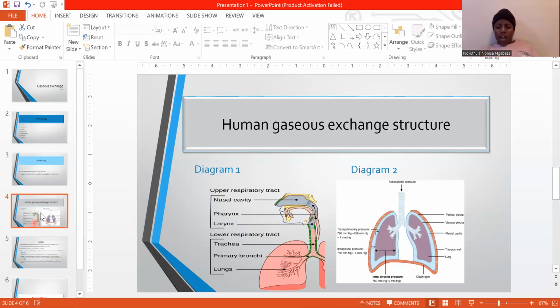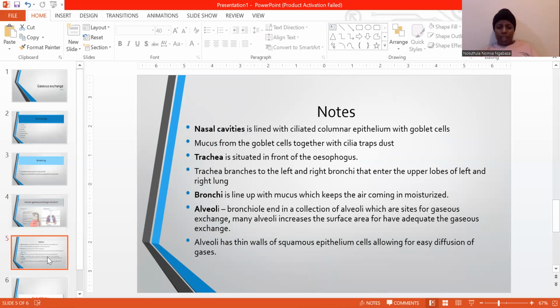So when it comes to the bronchi, one thing about them is that they form tiny particles which are known as your alveoli, right? These alveoli actually allow your gaseous exchange to occur. So here we have an alveoli. I've written a note about alveoli. So we're saying a bronchial end in a collection of alveoli.